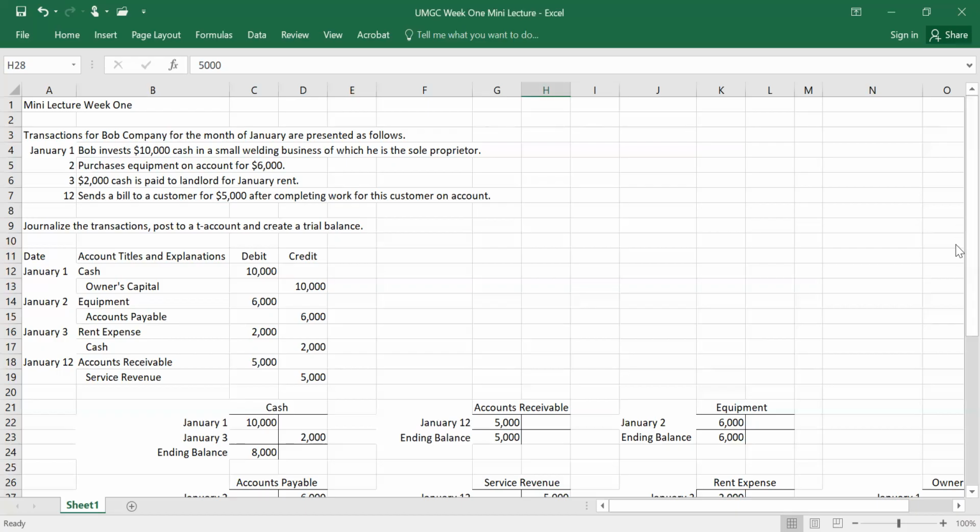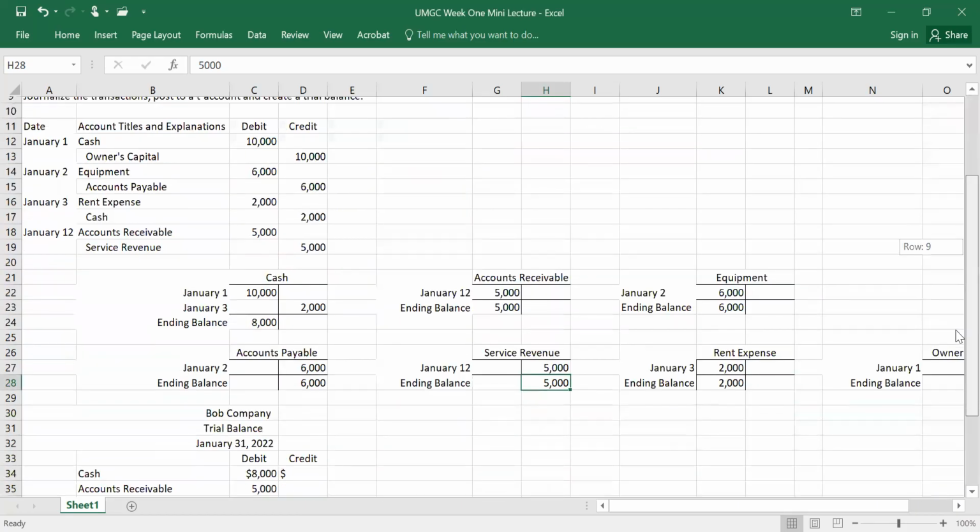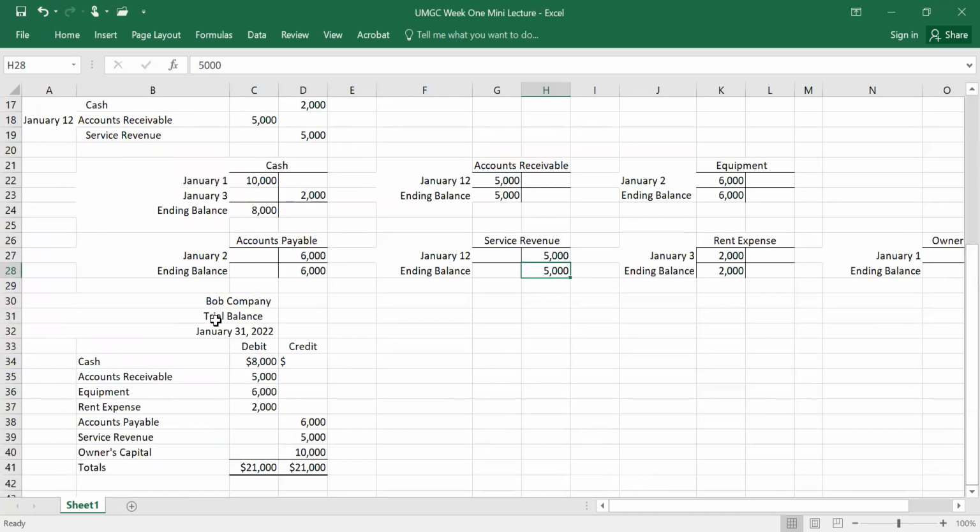Okay, the last thing, I just want to show you how we would transfer this to a trial balance. So here I have the name of the company, trial balance, and a date. And if you look, I have this all as either a debit or a credit. So I just transfer these ending balances down.